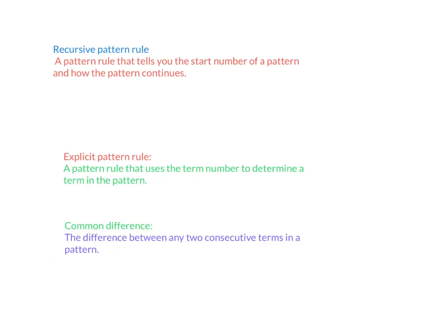We're going to talk about 3 different types of pattern rule. One is a recursive pattern rule, an explicit pattern rule, and a common pattern rule. The first one is a recursive one. It's a pattern rule that tells you where you start, the start number of the pattern, and how the pattern continues. If I give you the pattern 5, 8, 11, and 14, you can continue the pattern onwards.